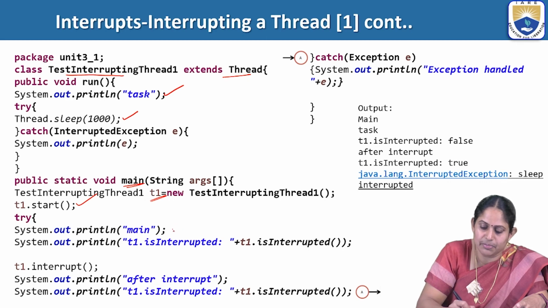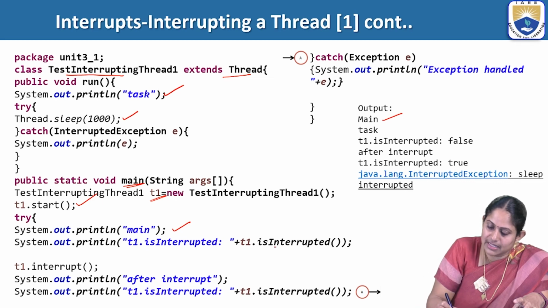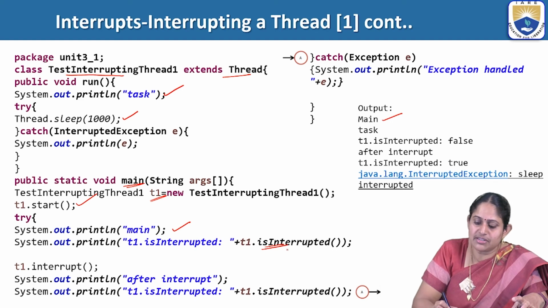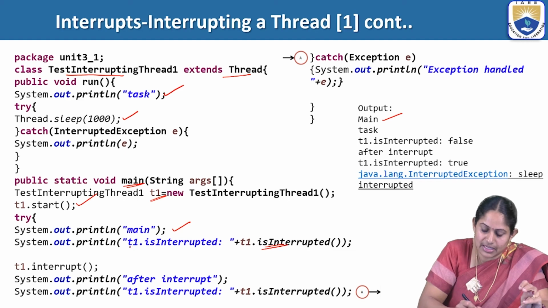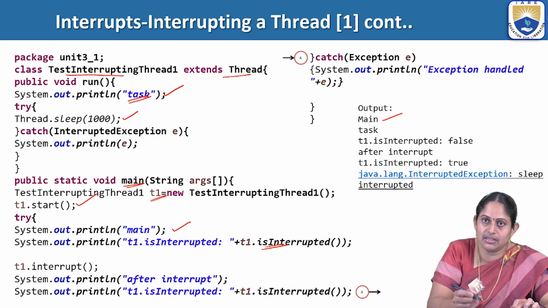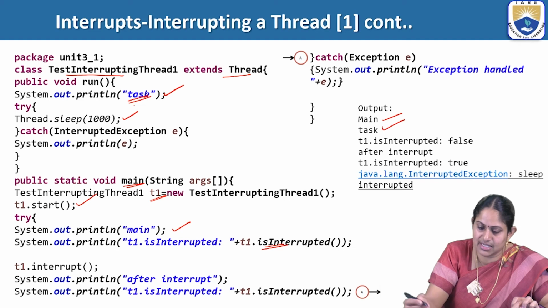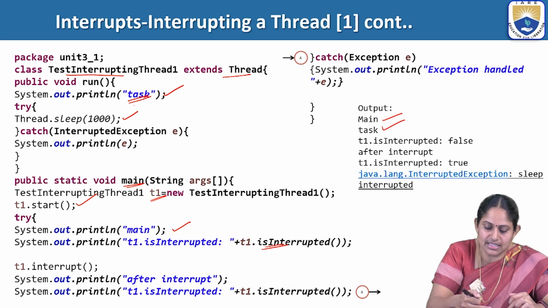it will print the main statement, and now we are calling isInterrupted. So isInterrupted will check whether the thread is interrupted or not. So we have our thread 1 started. When thread 1 starts, it will print the value, that print task. So we get task here. Then just after it has started, it will come back to main.